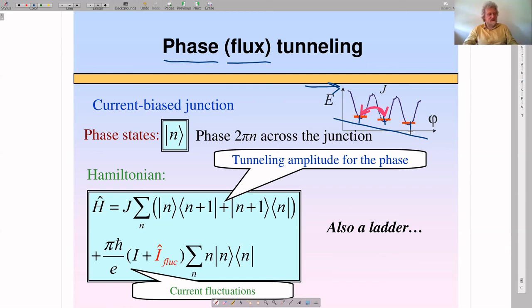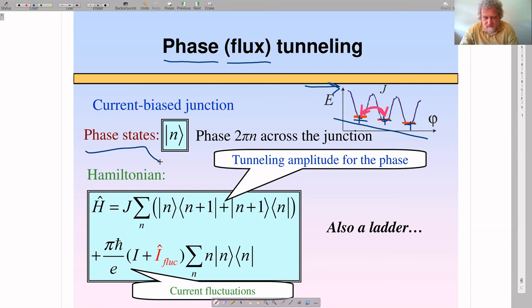As we can see, we are back to the ladder situation. But in this case, the states are not charge states. Quite the opposite. They are states with different phase, separated by 2 pi phase shifts. Good.